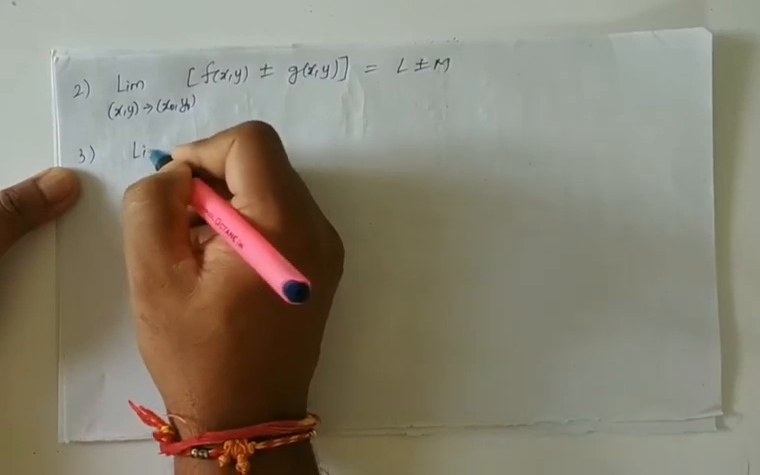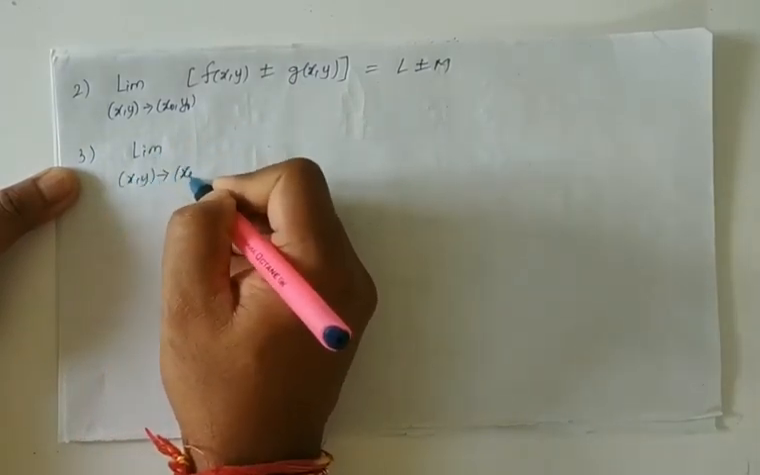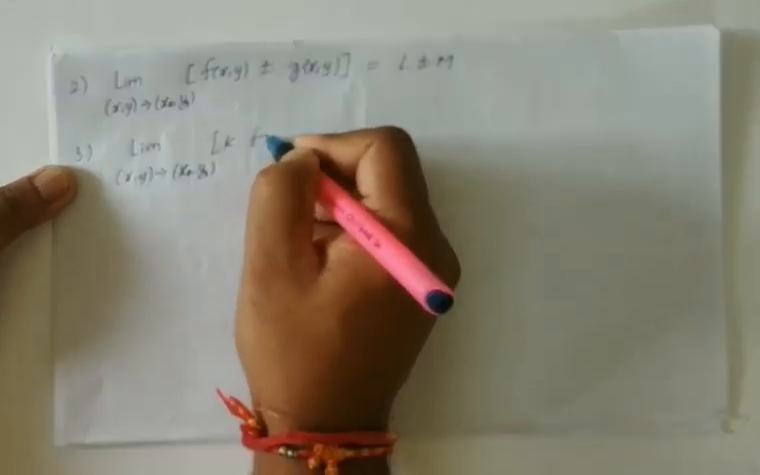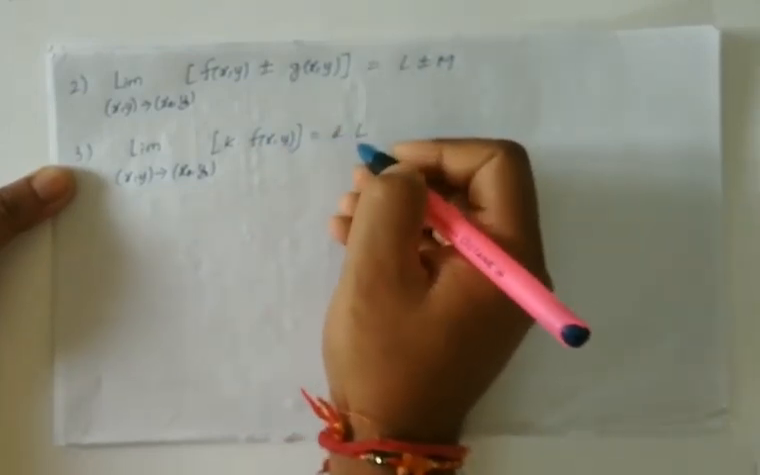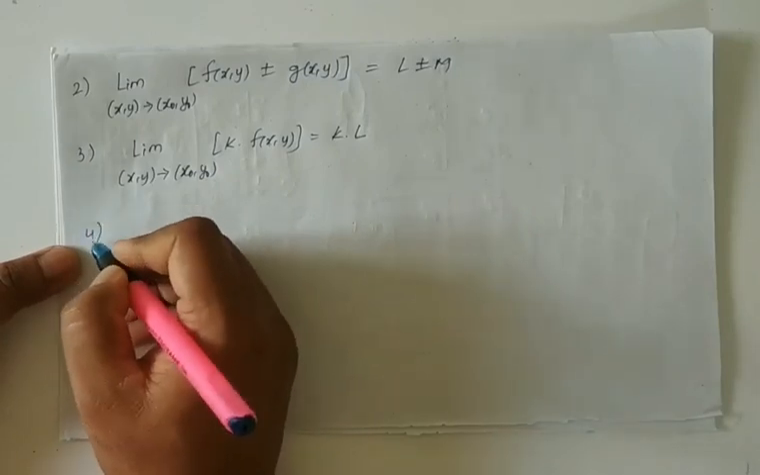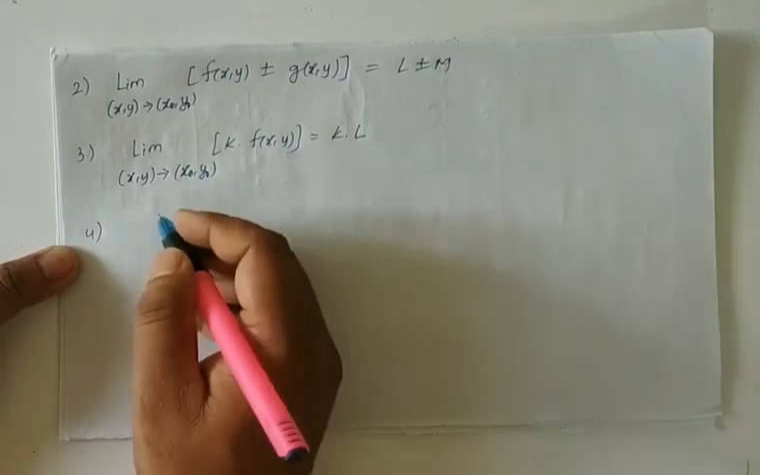Next, limit as (x, y) approaches (x naught, y naught) of k into f(x, y) is nothing but k into L. This is the third property. This rule is nothing but the constant multiple rule.